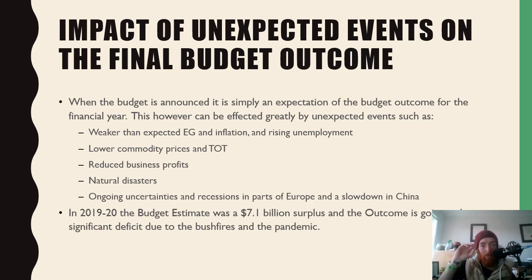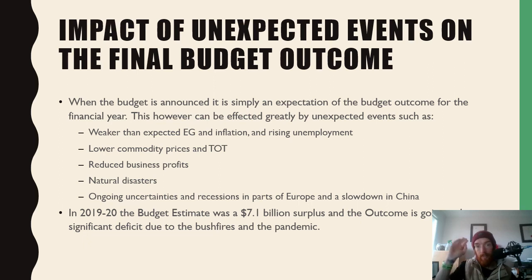So you can kind of see why, although the budget estimate was $7.1 billion of surplus, we are not going to be anywhere near that. I recall them saying it's going to be one of the biggest deficits in history for Australia due to the bushfires and the pandemic, which is kind of just mind-blowing in a way, that things can change that quickly thanks to a global pandemic.